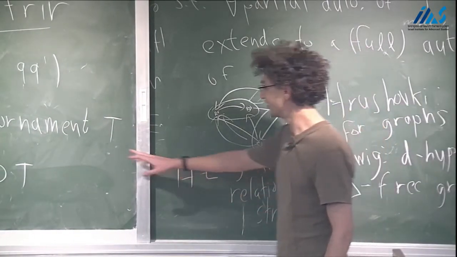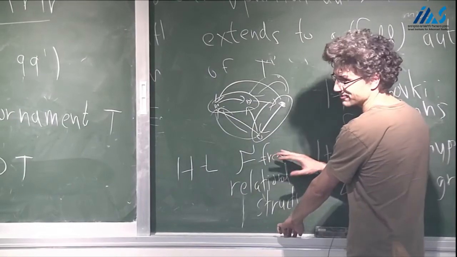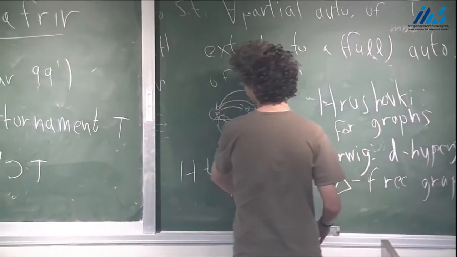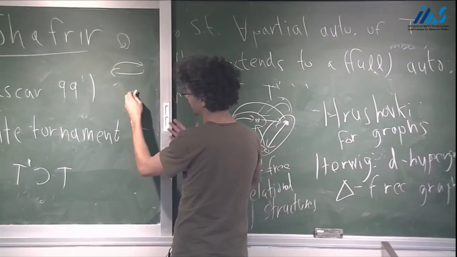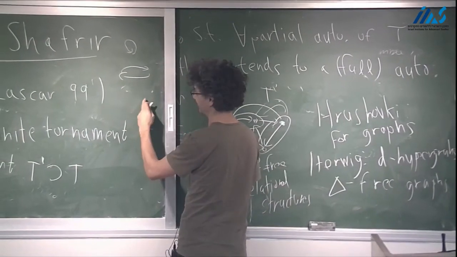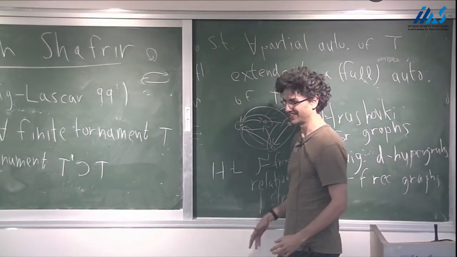Yes, but tournaments don't fit into this class because, well, you can say that a tournament is a graph which is free of this, let's say, and this, but then you cannot force that between any two vertices there would be an edge. So I think this is a nice question.